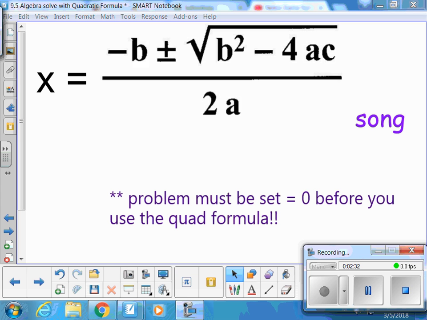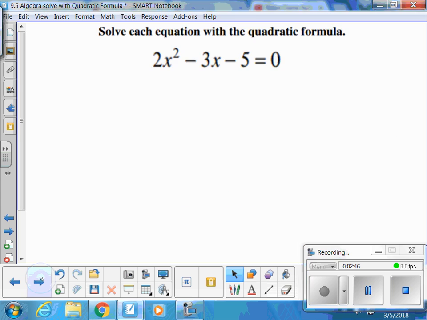Alright, so we did a lot of fun singing. I think they're more awake now. The goal here is to have your equation set equal to 0 before putting the formula into play. So we will keep our eye on that concept as we go. Our first problem of the day is already set equal to 0, so that is not a problem. So right off the bat, we're ready to identify what A, B, and C are.